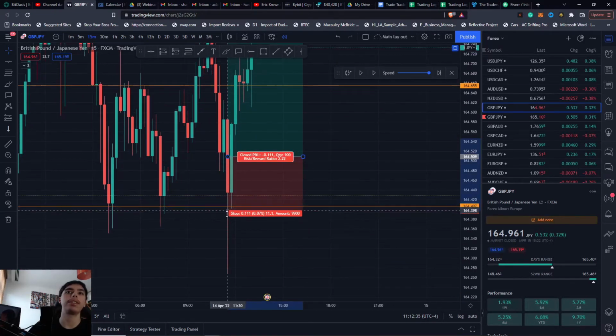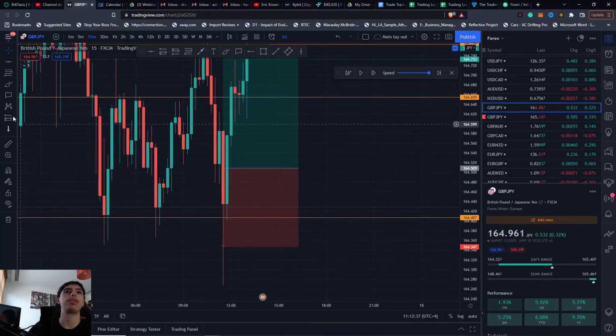So in a position like this, I'm not going to go break even. The only chance I will close the trade is if I see a candle closing outside this zone.